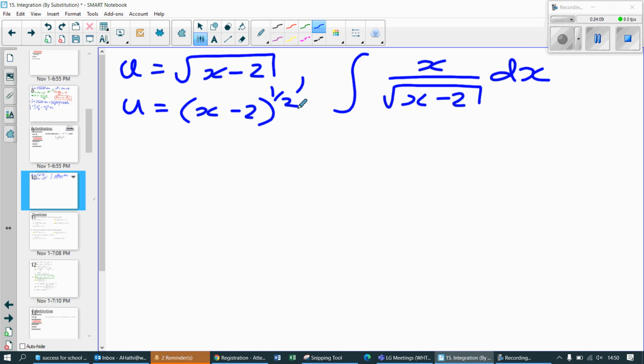Okay, so let's differentiate this. I get du by dx. What do you get when you differentiate this? Yeah, you bring the power down. Take 1 away from the power. Everyone happy with that?